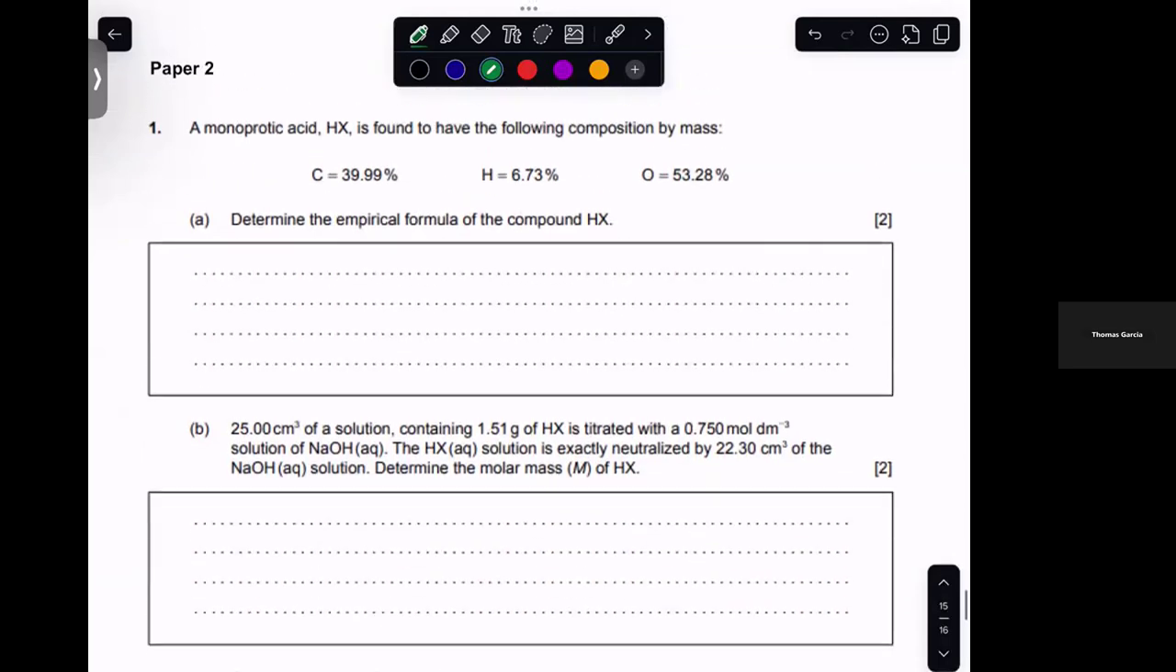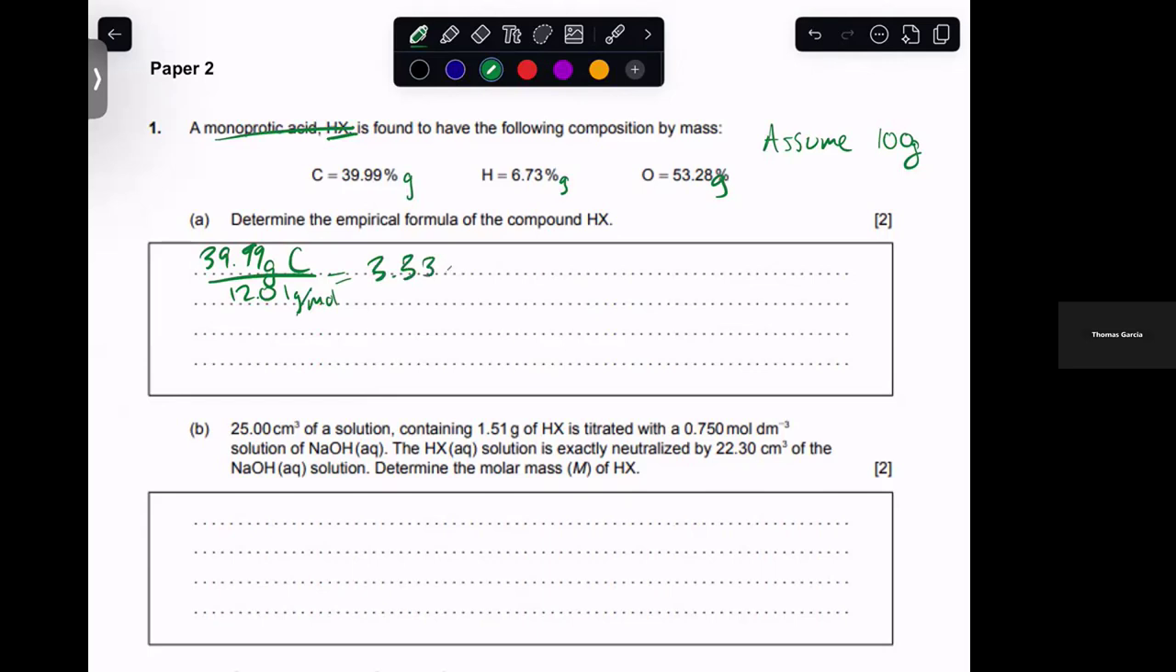Moving on to paper 2. A monoprotic acid, HX, is found to have the following composition by mass. I want to make note that it is monoprotic. 39.99% carbon. What we're going to do is just assume these are all grams, not percentages, because we assume 100 grams. We're going to divide by the molar mass to get moles, grams per mole, which gives us 3.33 mole.